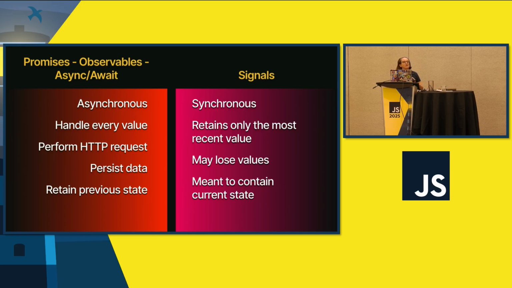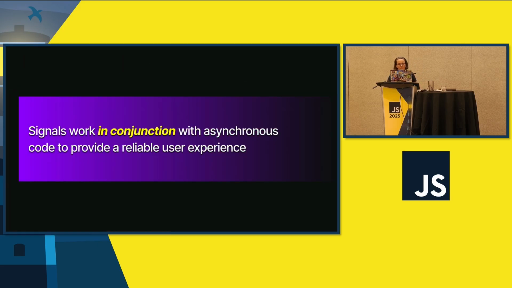They retain only the most recent value, and they may lose values because in order to execute them, they have to be scheduled to be executed. Right? So this means they're really only meant to contain the current state. So signals are going to be working in conjunction with asynchronous code to provide a reliable user experience.